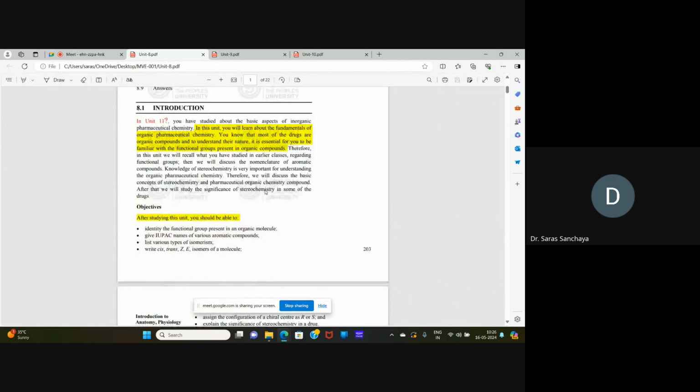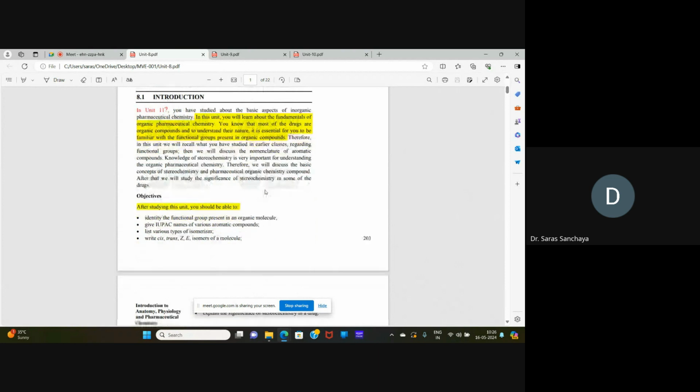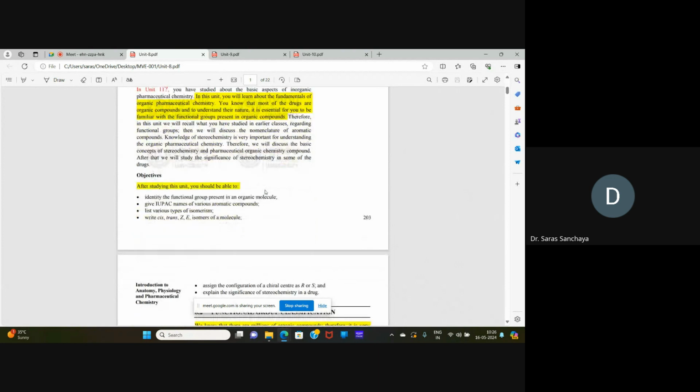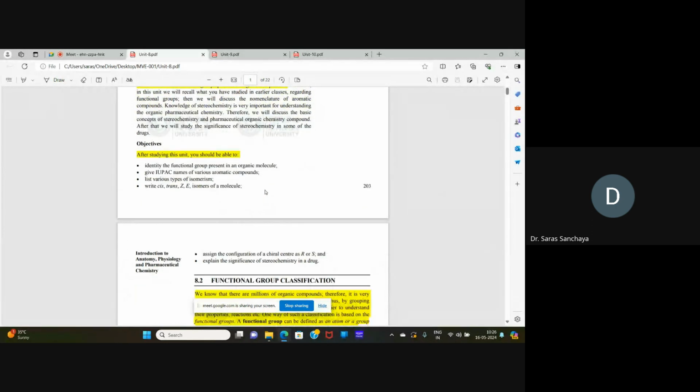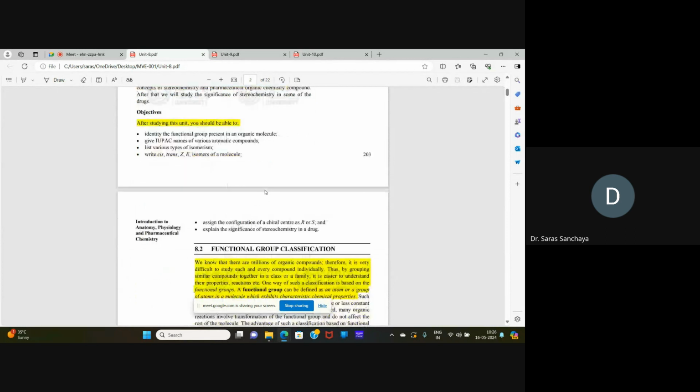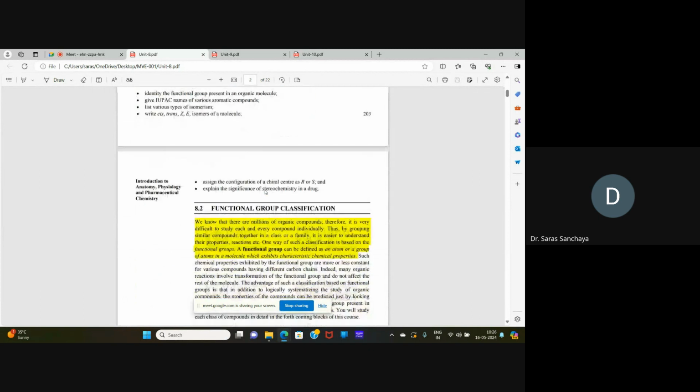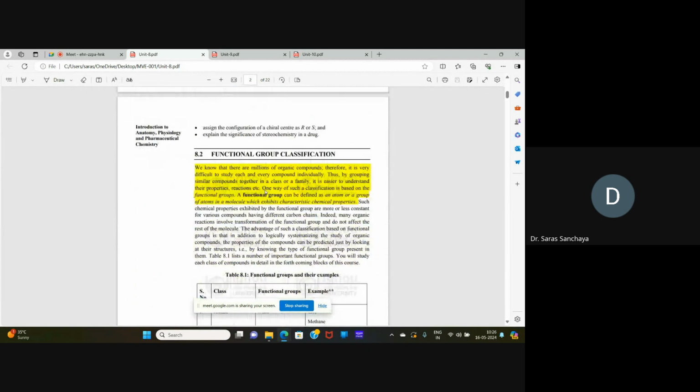So, after studying this unit, you should be able to identify the functional group present in an organic compound, give IUPAC names of various aromatic compounds, list various types of isomerisms in organic compounds, write cis-trans and E-Z isomers of a molecule, assign the configuration of a chiral center as R or S, and explain the significance of stereochemistry in a drug. Now, functional group classification. We know that there are millions of organic compounds.